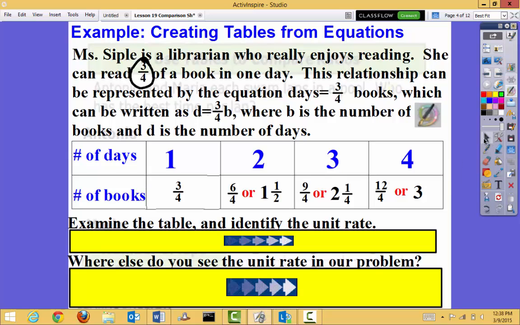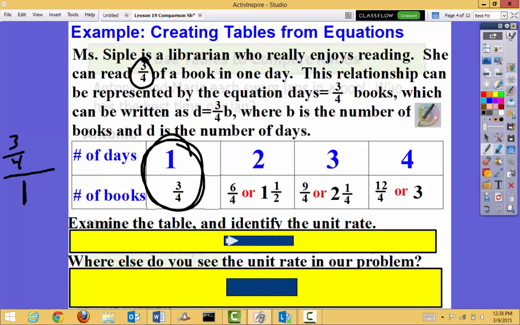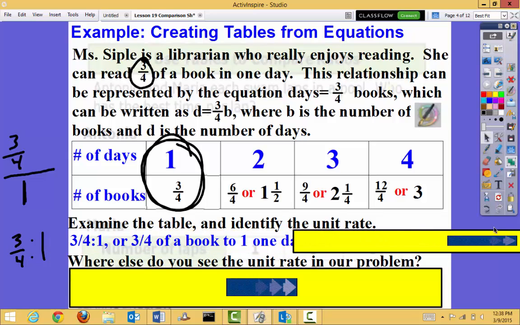So I'm going to ask the same questions I did last time. Examine the table and identify the unit rate. My unit rate is right here. She can read 3/4 of a book per 1 day, or I can rewrite it 3/4 per 1. So that is my unit rate, 3/4 of a book to 1 day.